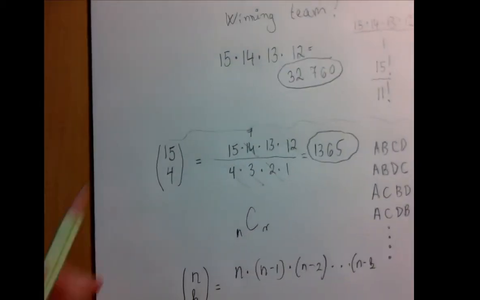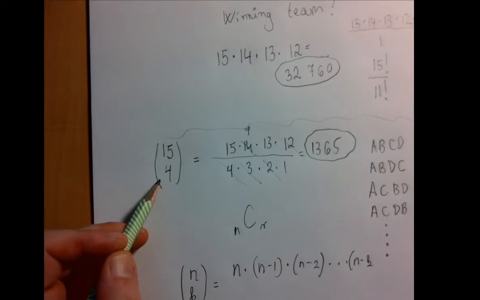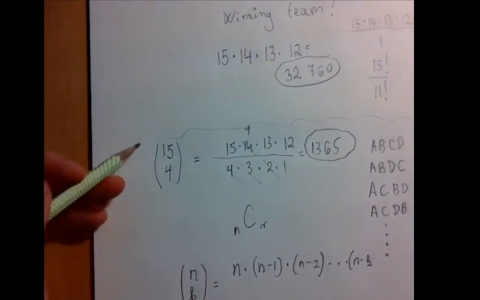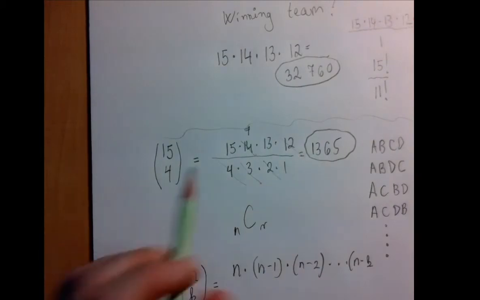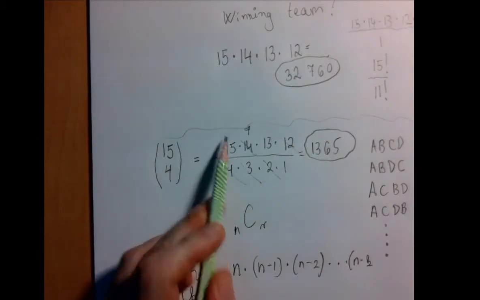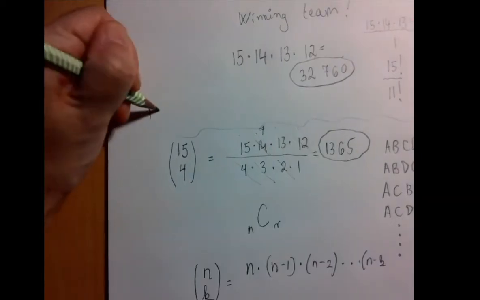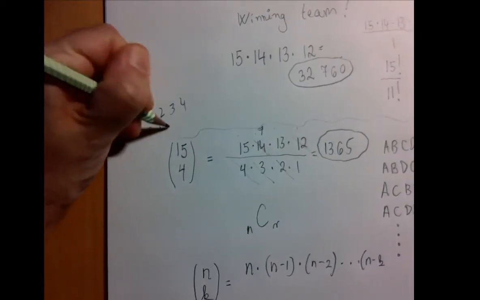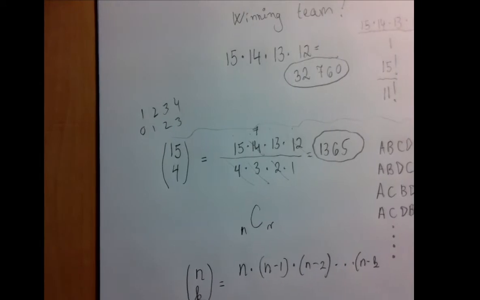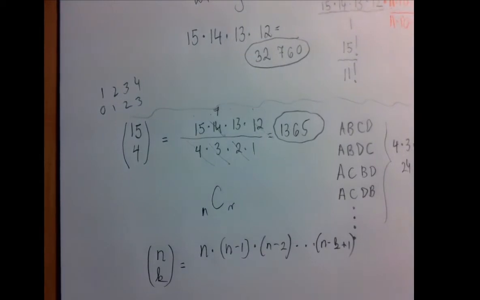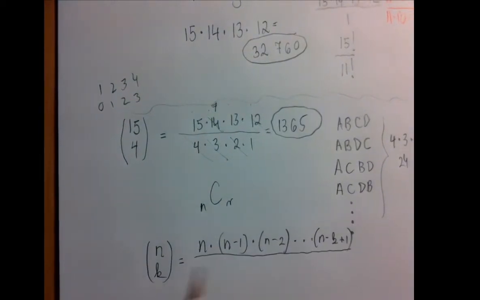This is 15 choose 4, right? 15 minus 4 is 11. That is the first number that's not here. We stop at 15 minus 4 plus 1, because you can think of this as 15 minus 0, 15 minus 1, 15 minus 2, 15 minus 3. It's either 1, 2, 3, 4 or 0, 1, 2, 3. And in this formula, it's 0, 1, 2, and so on until we're subtracting k minus 1 from this. Now we have a tremendous overcount.